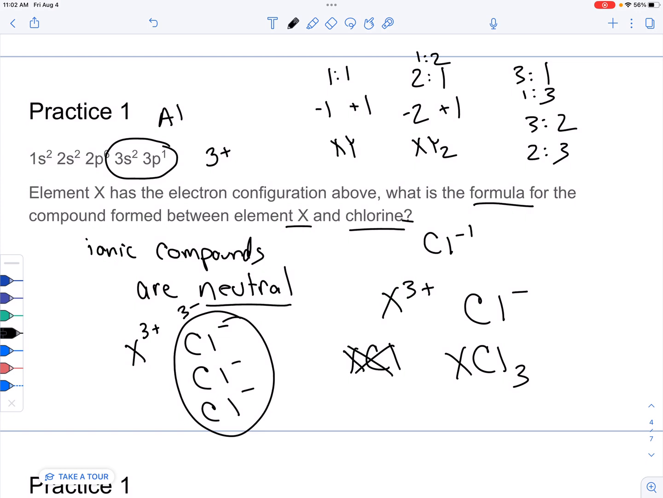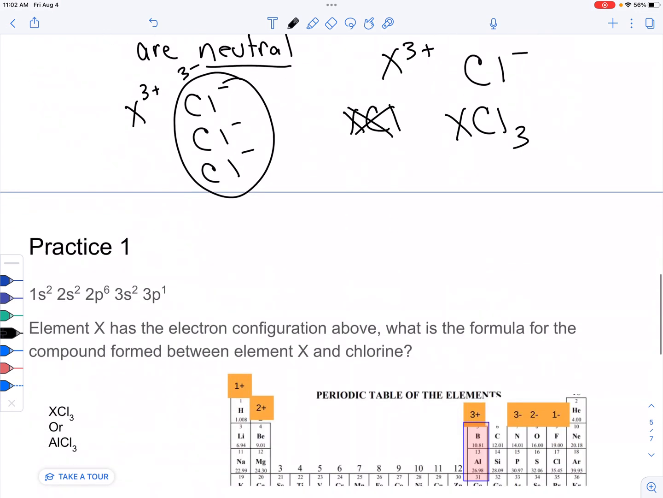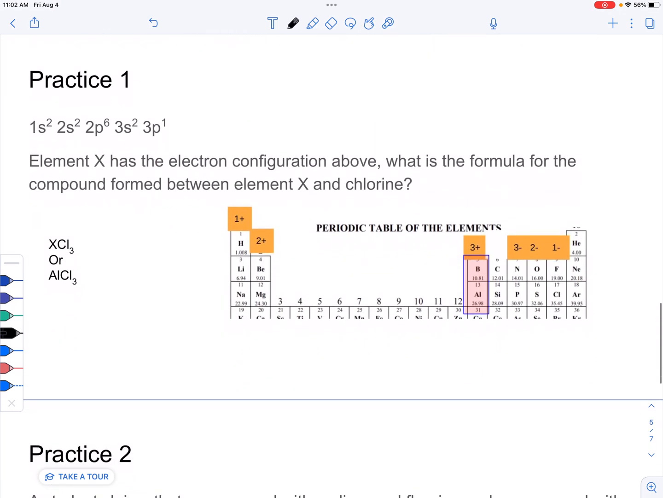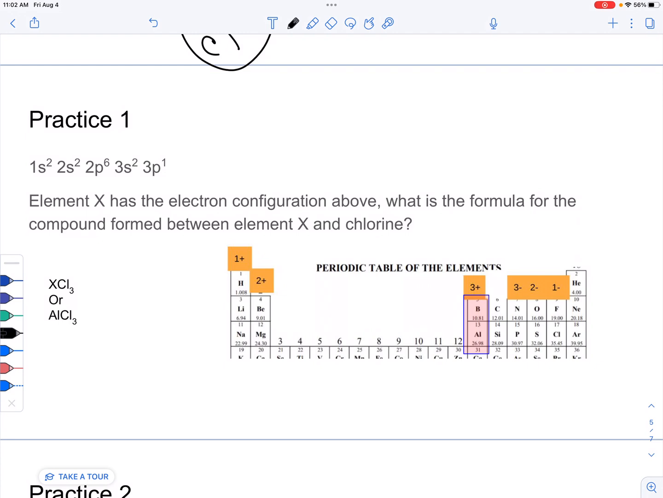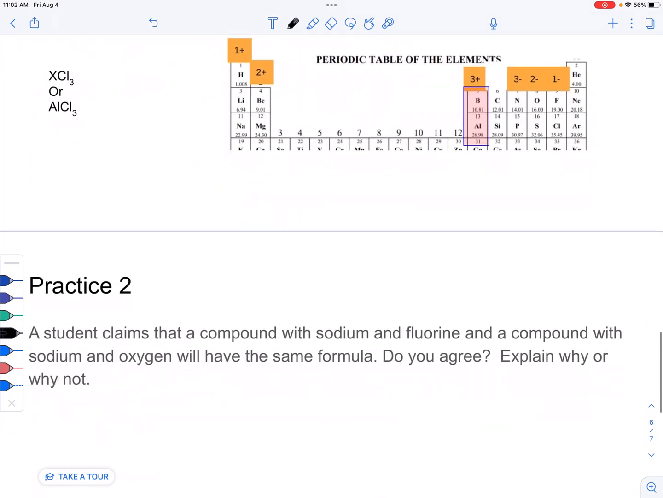And so really the shortcut we've taught you is that you just take the charges and you crisscross them. And that works really well. So yeah. Okay, so here is kind of thinking through. Again, you recognize that element X is in the 3+ column. And so your answers could be XCl3 or AlCl3. I think both would be acceptable.